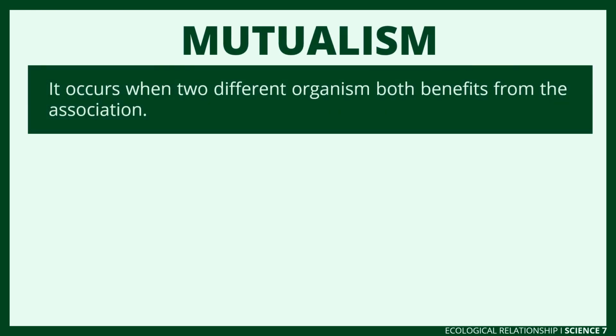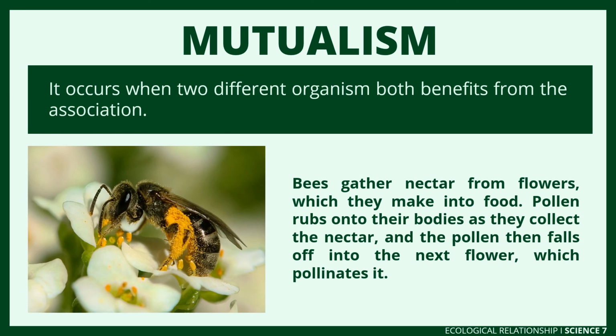Another symbiotic relationship is mutualism. It happens when two organisms from different species both benefit from the interaction. The best example of this is the bee and flower association. The bee gets its food from the flower through nectar, while the flower is being pollinated by the bee to reproduce.